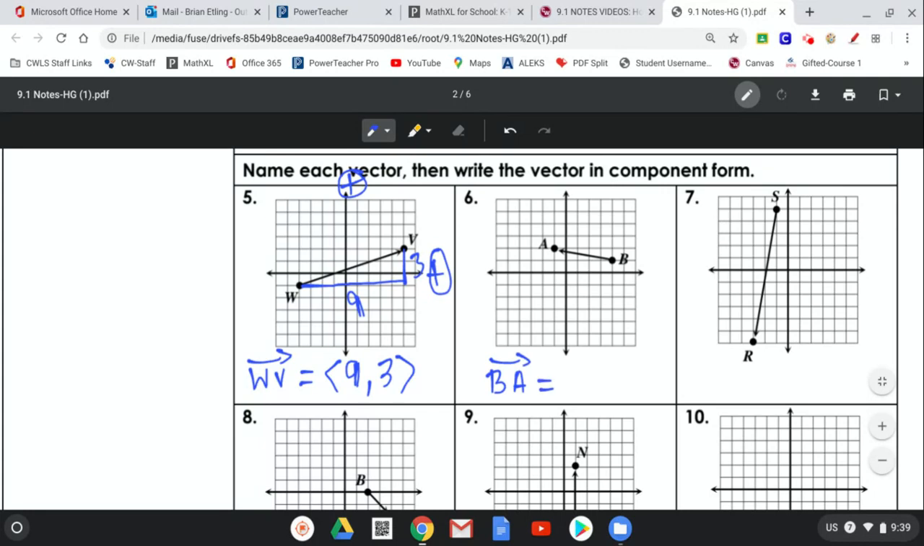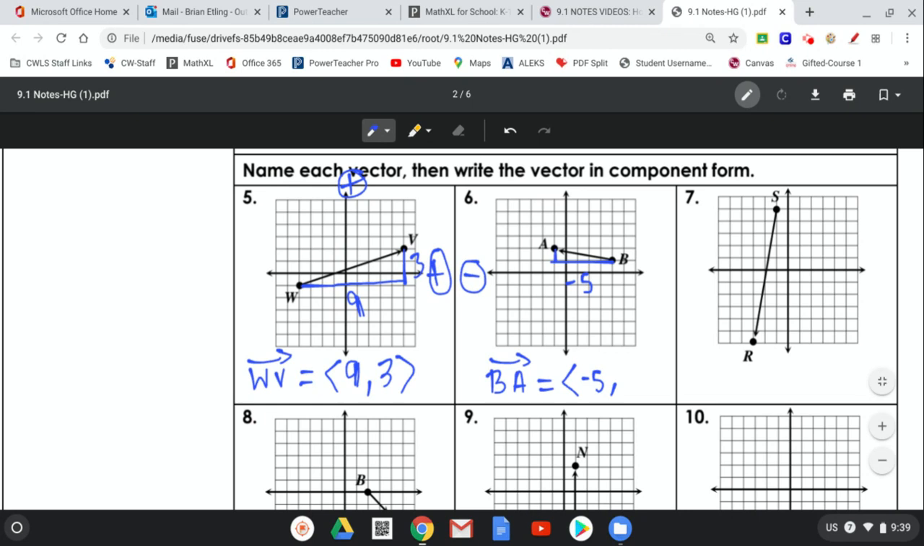And for this one, we are going in the negative x direction. So we're going to have a negative value for that first horizontal component. We're going to the left 1, 2, 3, 4, 5. So that is going to be a negative 5.